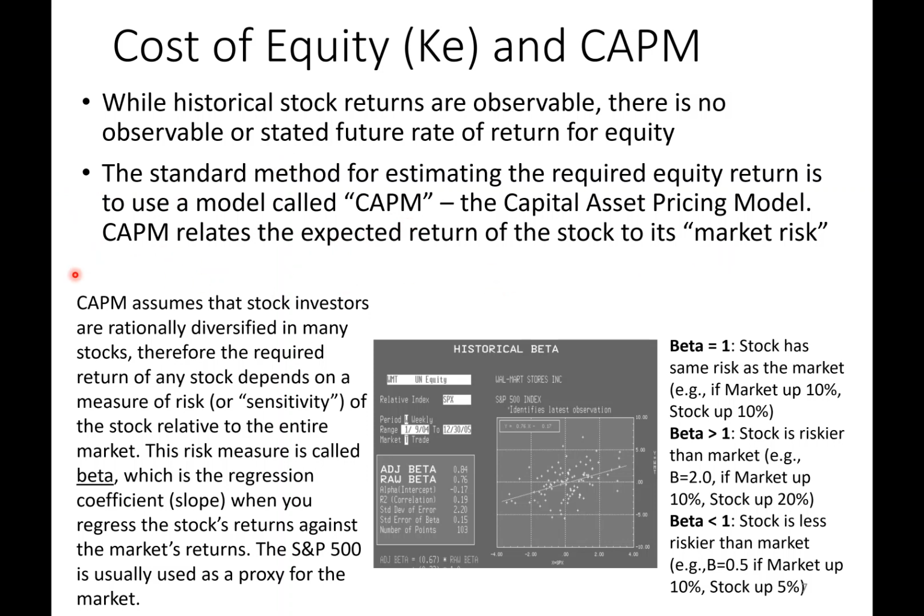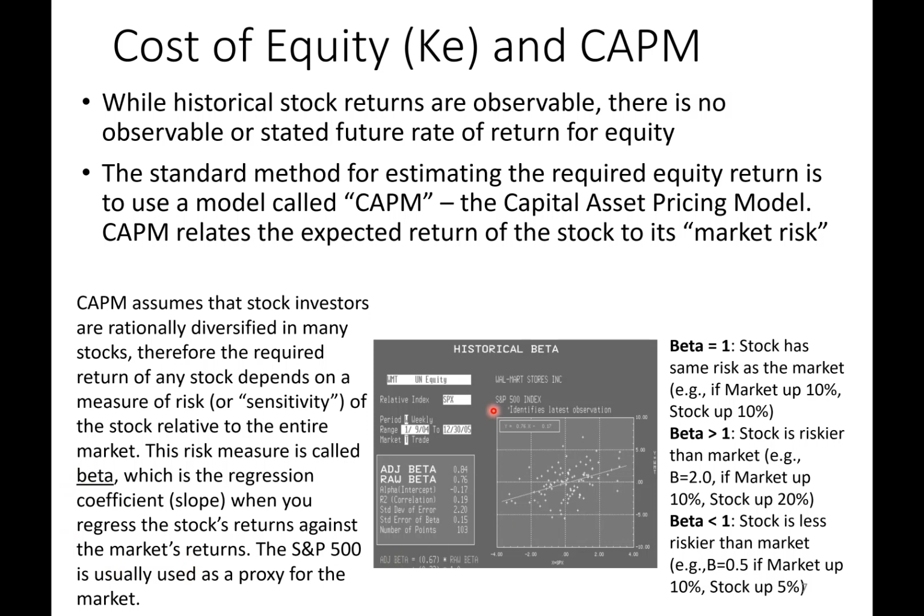So here's the basic rundown of this model, which has been discussed in earlier topics. CAPM assumes that stock investors are rationally diversified into many stocks, say the S&P 500. Therefore, the required return on any given stock depends on how it affects that overall portfolio, the market portfolio. This risk measure is called beta, and it's a regression coefficient, the slope, when you regress the stock's returns against the market's returns. Again, the S&P 500 is usually used as a proxy.